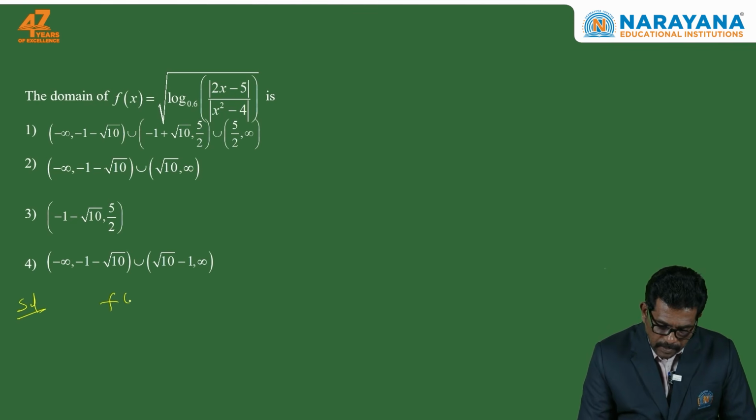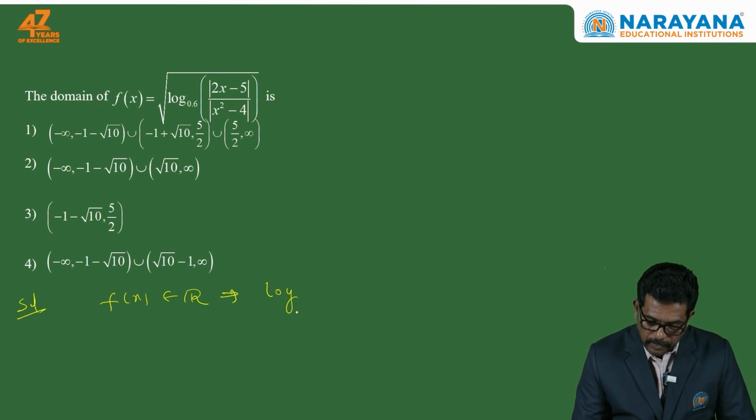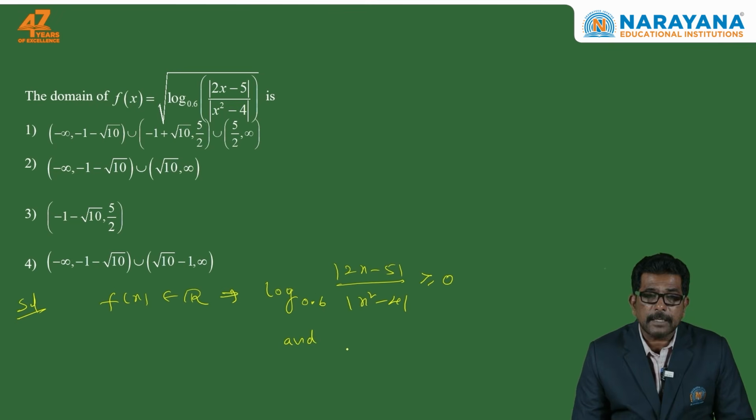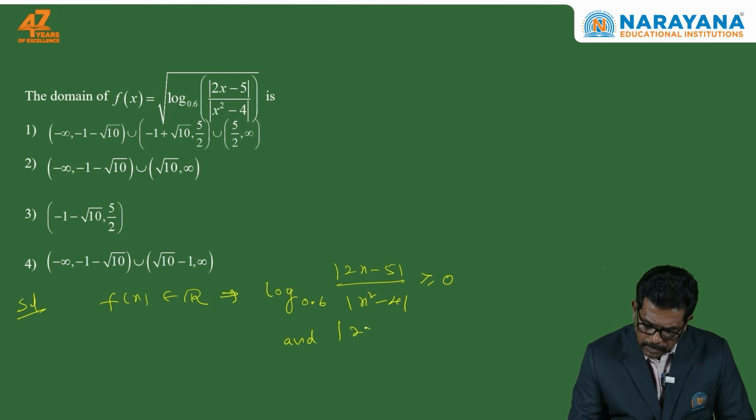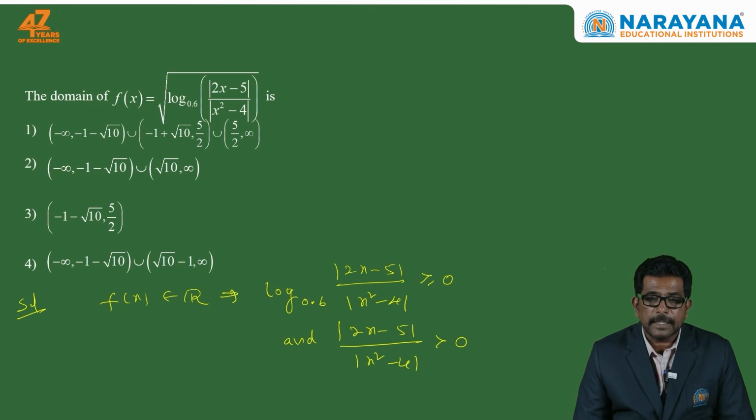So here first of all, when f of x belongs to R, it is a square root function. Hence, definitely the inside expression is greater than or equal to 0. That is, log of mod 2x minus 5 upon mod x square minus 4 is greater than or equal to 0, and the logarithms are defined only for the positive numbers. That is, mod 2x minus 5 upon mod x square minus 4 is greater than 0.